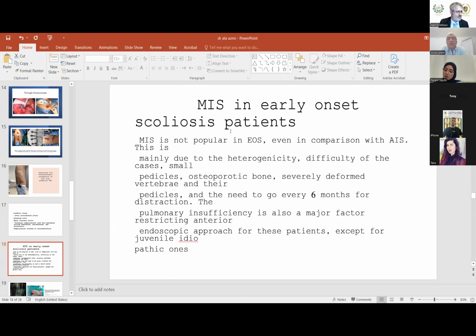Even in comparison with adolescent idiopathic scoliosis, it's mainly due to the heterogeneity, difficulty of the cases, small pedicles, osteoporotic bones, severely deformed vertebrae and pedicles, and the need to go every 6 months for distraction. That is, if you are talking about the traditional growing rod, which is the most popular until now. Pulmonary insufficiency is also a major factor restricting the anterior endoscopic approach in these patients, except for juvenile idiopathic cases.